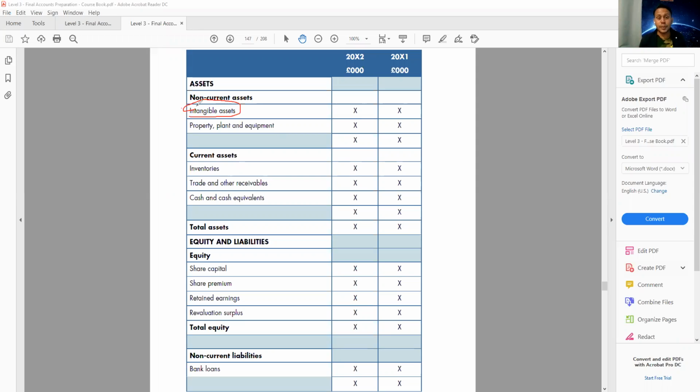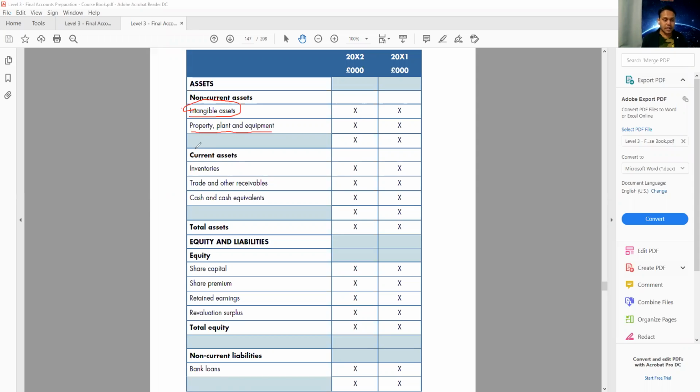For example, copyright. For example, database. For example, software. This type of asset that I cannot touch or cannot see, we call intangible asset. And if I can see something and if I can touch something, we call it tangible asset. Then we have PPE, property, plant, and equipment. That is always represented together in the financial statement.